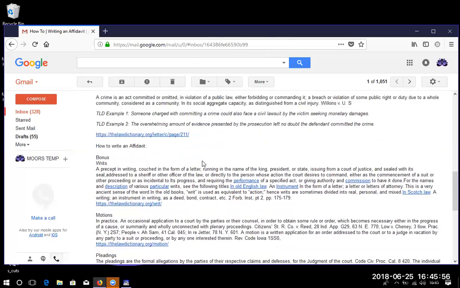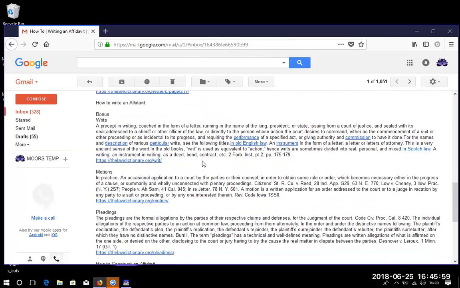Now, here's a little bonus, because there are those out there who believe that they're writing writs, when indeed you are writing an affidavit, all right. A writ is a precept in writing couched in the form of a letter running in the name of the king, president, or state, issuing from a court of justice and sealed with its seal, addressed to a sheriff or other officer of the law, or directly to the person whose action the court desires to command, either as the commencement of a suit or other proceeding, or as incidental to its progress, and requiring the performance of a specified act or giving authority and commission to have it done.